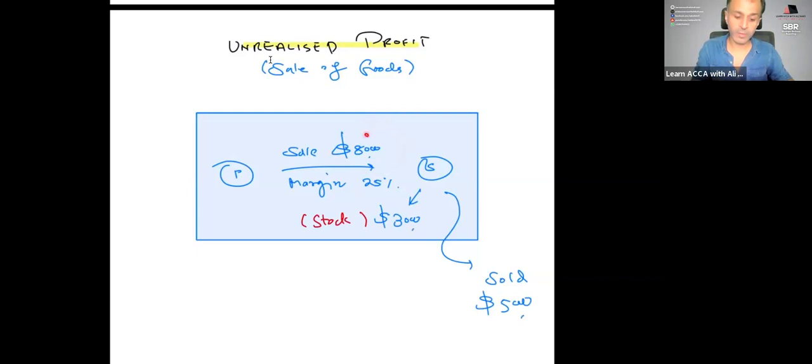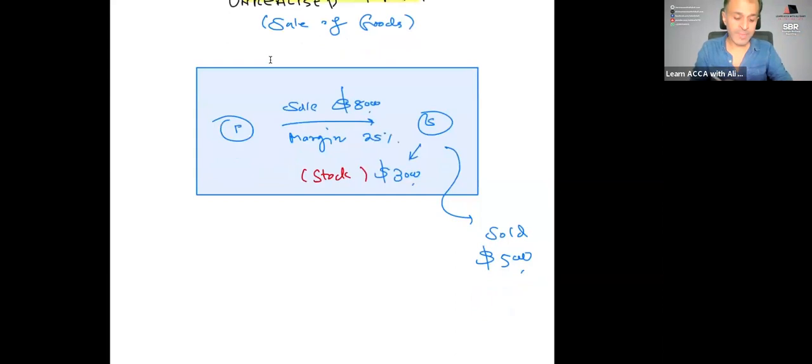So if 5,000 worth of goods has been passed on to an outsider, no matter for whatever price, they might have sold 5,000 worth of goods for 10,000, we're not interested. We're interested in this: out of 8,000, 5,000 worth of goods has been transferred. What must have been kept on hand? 3,000. And that is called stock.